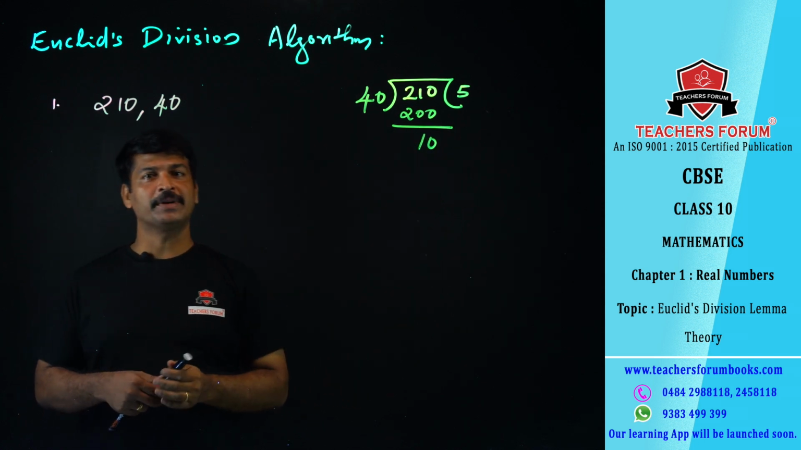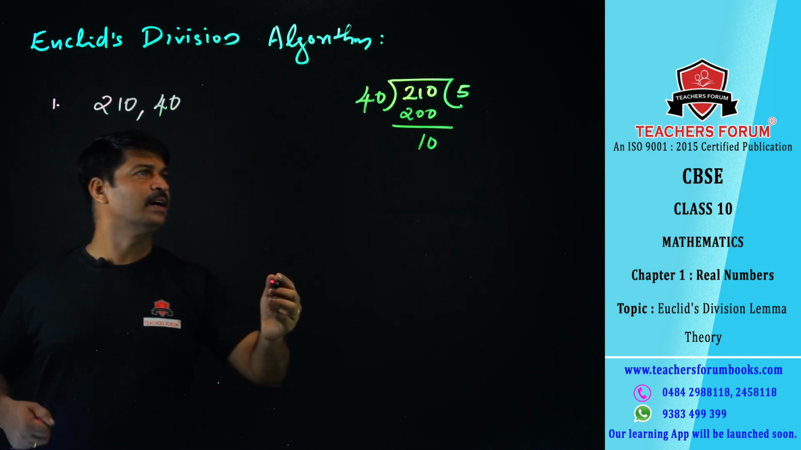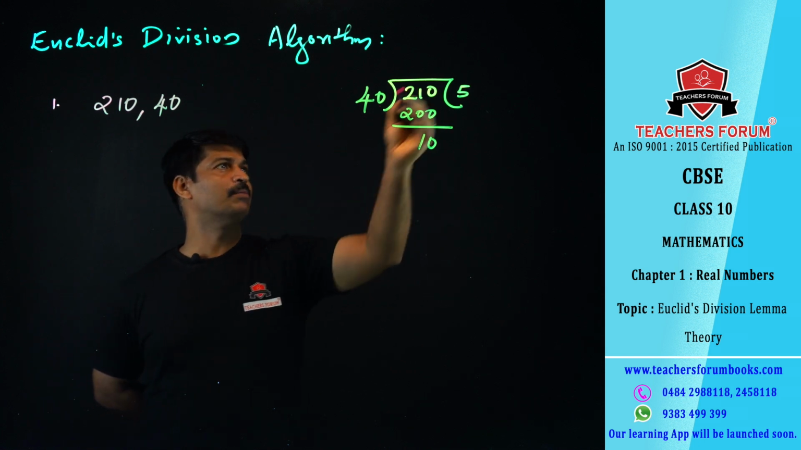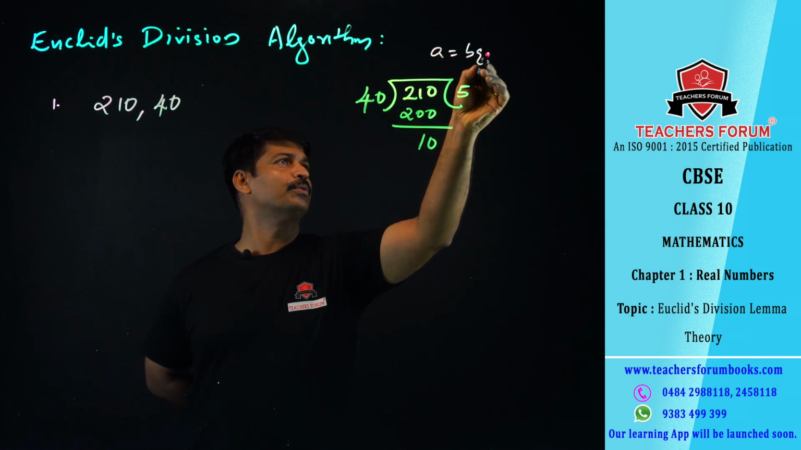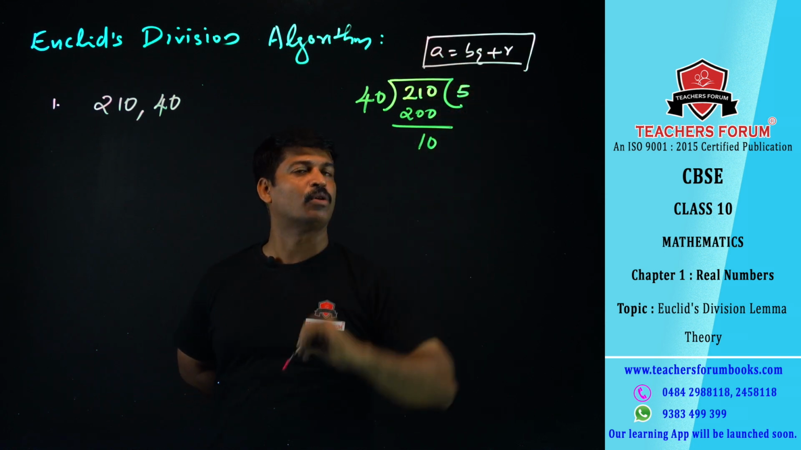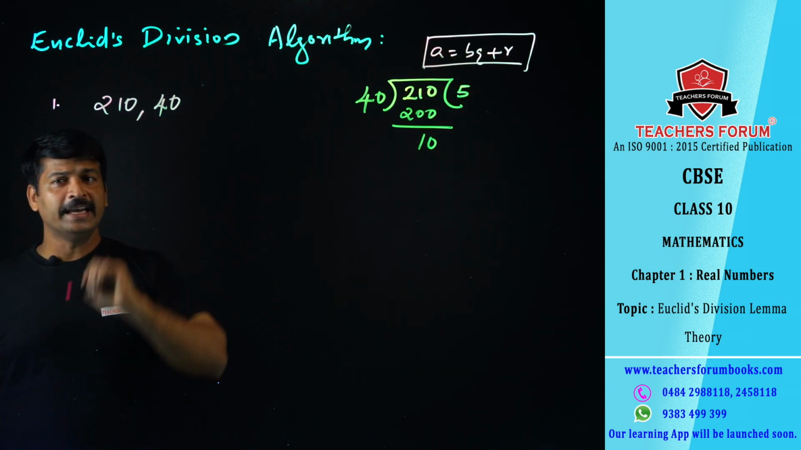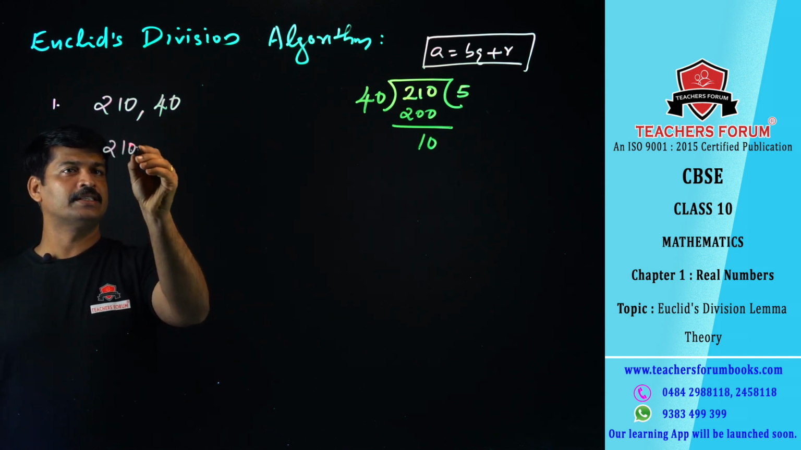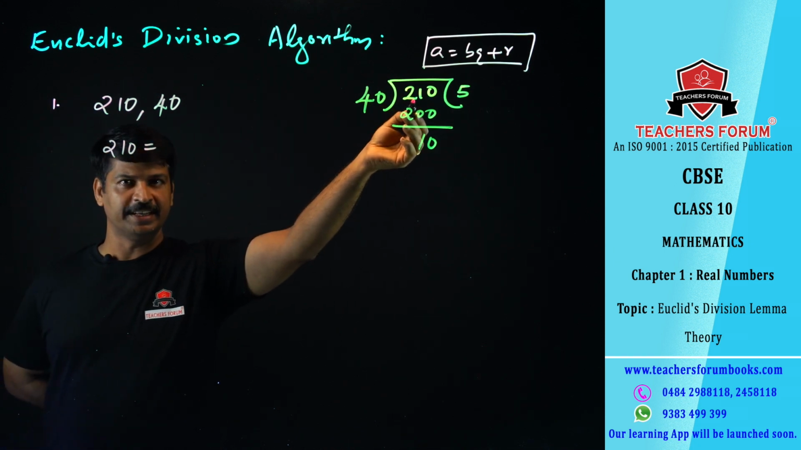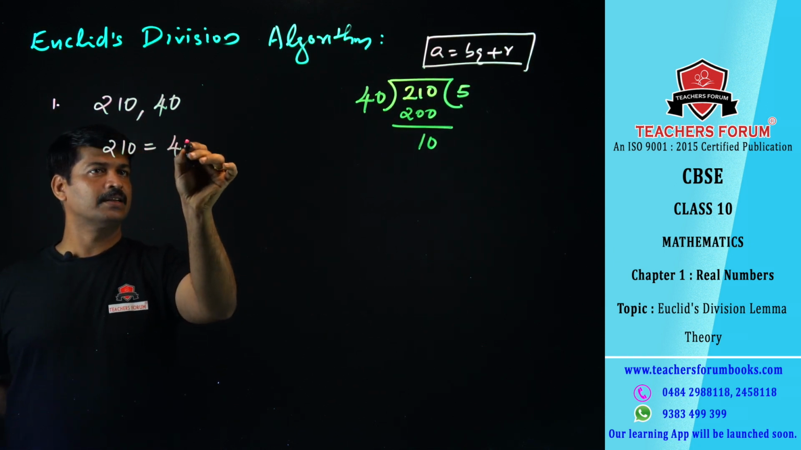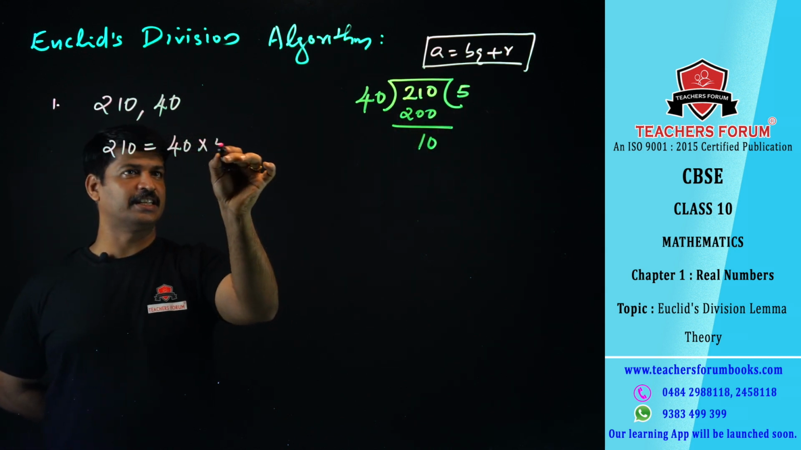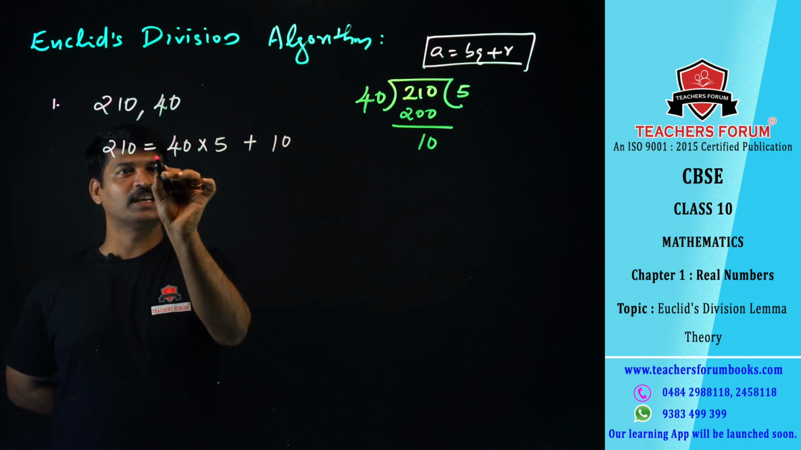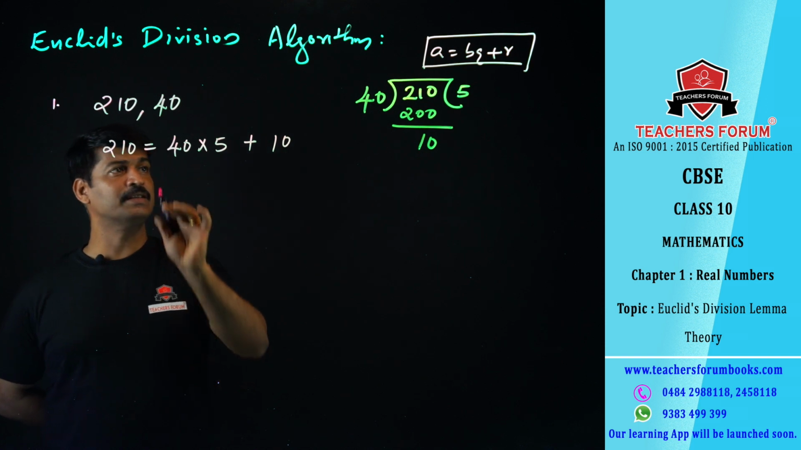According to Euclid's division lemma, A is equal to BQ plus R. This is known as Euclid's division lemma. Here A is 210 and B is 40. So 210 can be written as dividend is equal to divisor into quotient, that is 5, plus the remainder, that is 10. So this is in the form A is equal to BQ plus R. This is the first step.